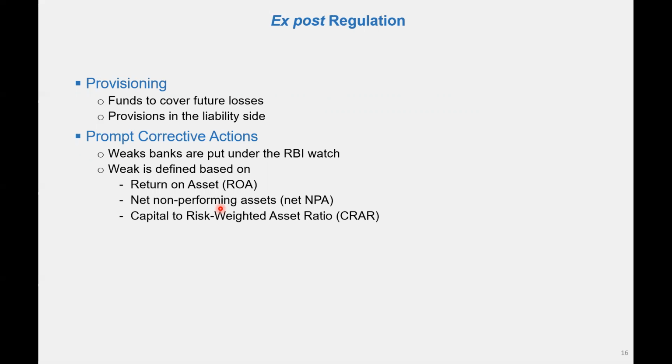So this is provisioning. Second is prompt corrective action. In prompt corrective action, which the RBI has introduced, if there is a bank with low return on assets, high non-performing assets, and a lower capital to risk-weighted asset ratio than that prescribed by BIS, then that bank comes under the purview of RBI. In that case, RBI doesn't allow the bank to extend fresh credit. So it closely watches the health of the bank. Once the bank's health improves, they release it from the prompt corrective action watch.